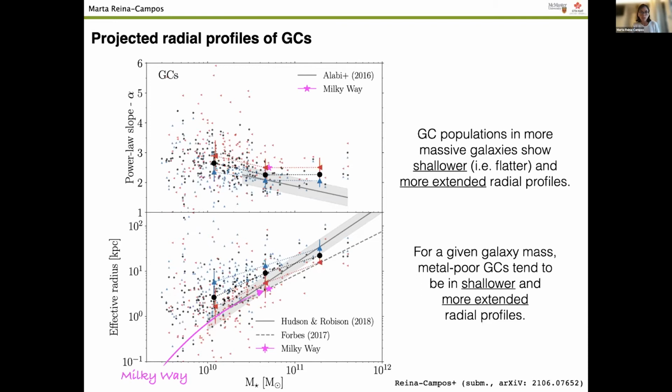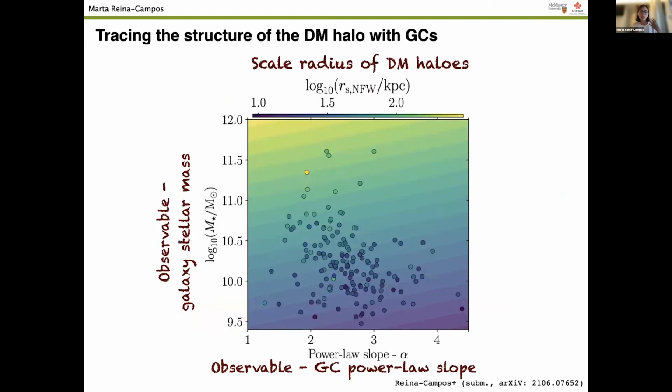The second result that we've been trying to look at is whether there's any statistically significant correlation between these two quantities that describe the radial profile of globular clusters with quantities describing the structure of their matter halo. And what we found is that if we combine the information that is coming from the slope of the number density radial profile of globular clusters and the information coming from the galaxy stellar mass, we can predict fairly well what's the scale radius of their matter halos.